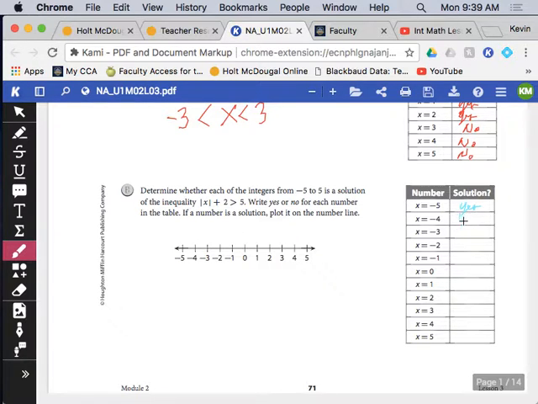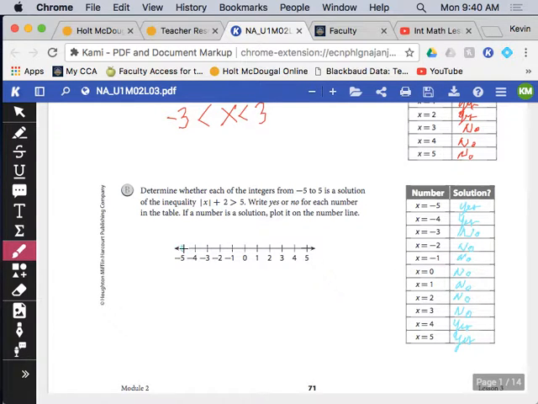Okay. Plug in -3. Absolute value of -3 is 3. 3 plus 2 is 5. Is 5 greater than 5, class? No, it is not. Okay, and then plug in -2, which is 2, plus 2 is 4. 4 is not greater than 5. Same all throughout here. No, no, no, no. Until we get to 3. 3 plus 2 is 5. 5 is not greater than 5. So until we get here to 4, 4 plus 2 is 6, which is greater than 5. 5 plus 2 is 7, which is greater than 5.